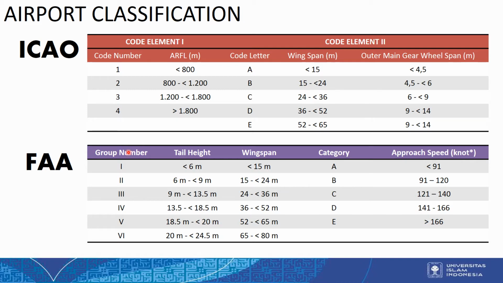The FAA classifies the airport based on the maximum tail height of the critical aircraft, with its tail height, wingspan and approach speed. So they have group number and category. So this is the airport classification by FAA.